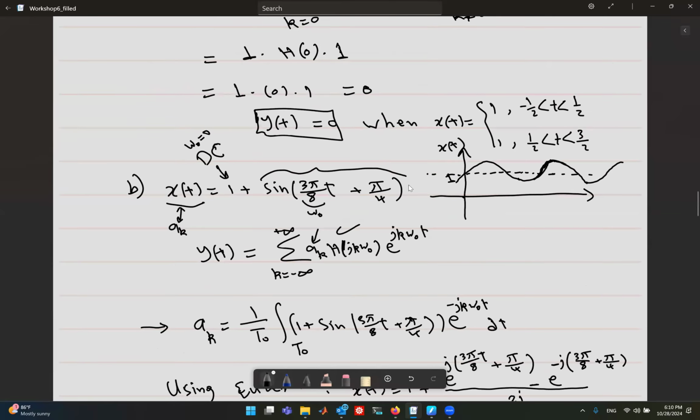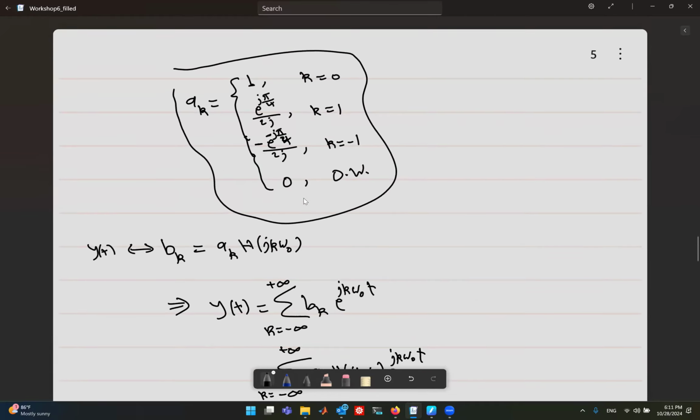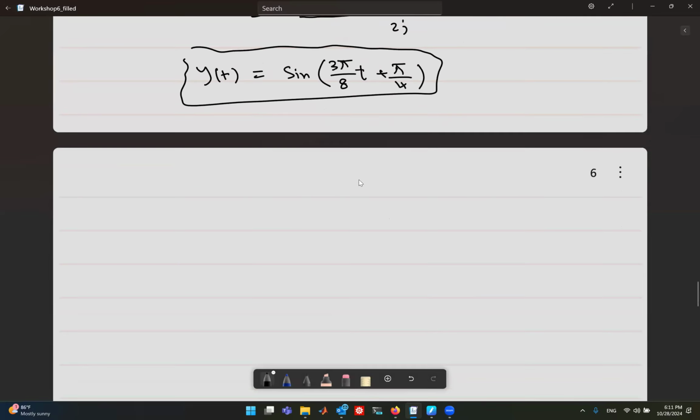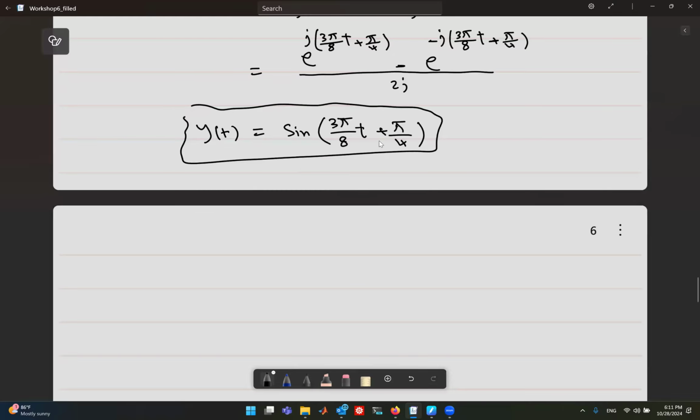Yeah, the input signal has a DC component because it's shifted along the y-axis. It has a non-zero average value. At the output, this DC is removed, and we got only the sine part, this part of the signal, allowed to pass because it falls within the pass band of the filter. This one's outside the pass band of the filter. This is the output.